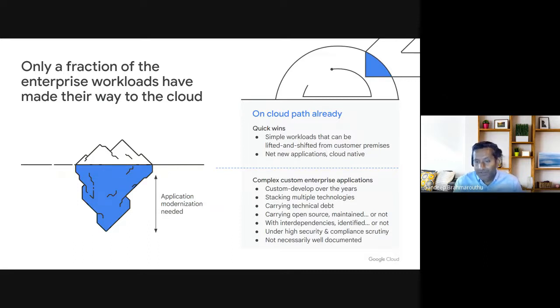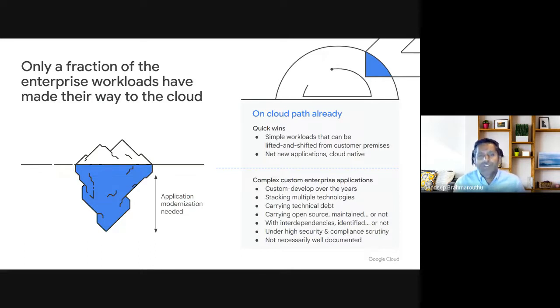As these architectures have evolved over time, they carry a significant amount of interdependencies between different modules. Some are documented and identified, and others are not. There's a high degree of security and compliance scrutiny on these workloads, and all the while not necessarily documented well. So this is what we typically see when we work with our customers that have vast footprints still on premise, and what they're trying to rationalize as they're thinking about moving these workloads to the cloud.